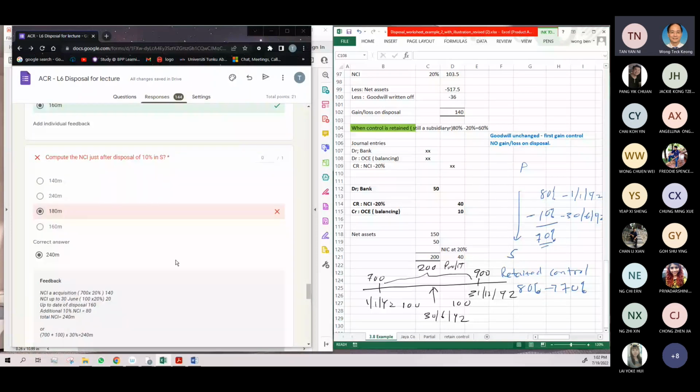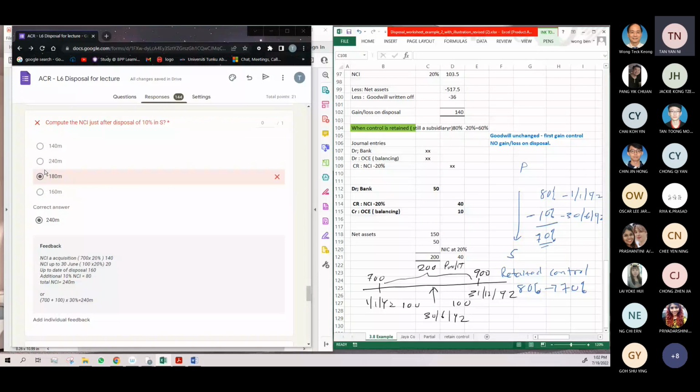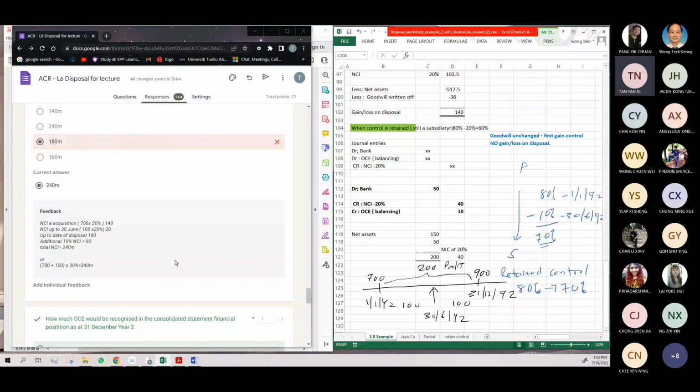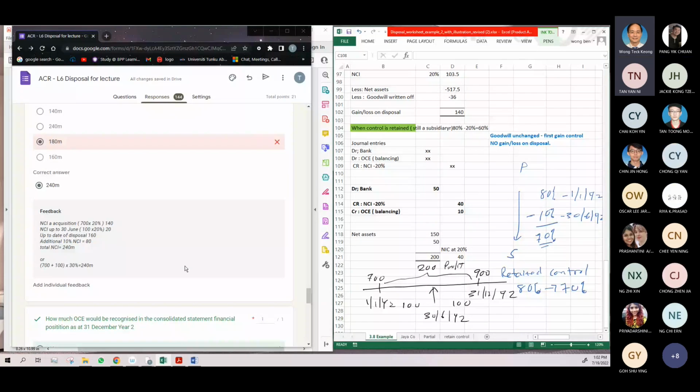So how come we make 180? Okay, I used the wrong figure on the additional 10% part. Oh, okay. This can be quite misleading because it's 10% out of 20%. So 160 is 20%, so 10% of 160 equals 80. Okay, so good. You got it, very good.